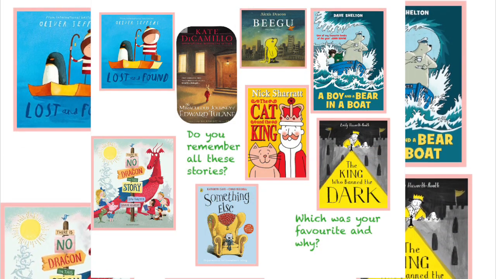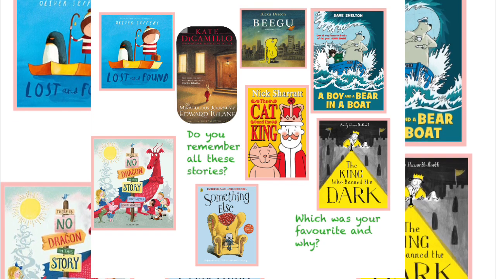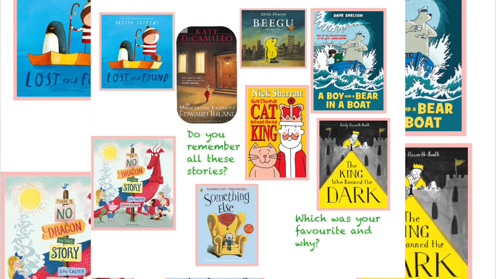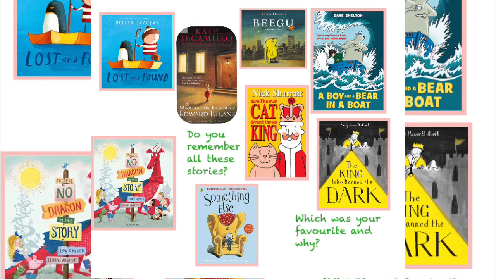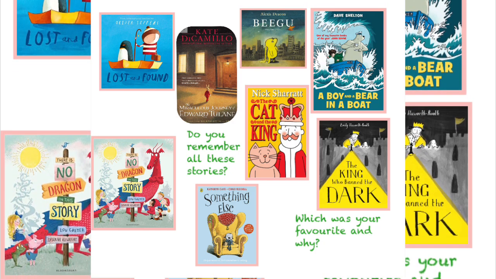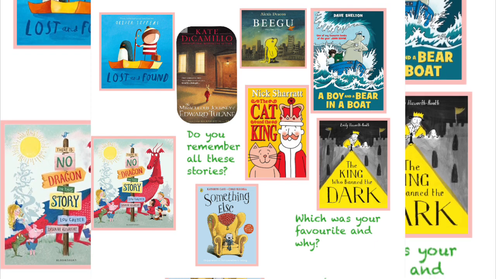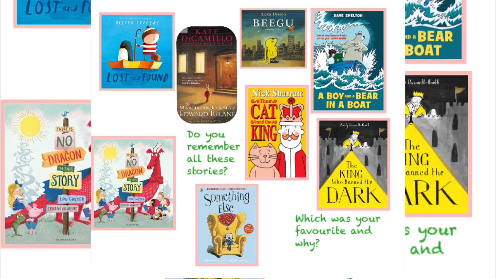So we had Lost and Found, The Boy and the Penguin. We had The Miraculous Journey of Edward Tulane, Beegu, our newest book, A Boy and a Bear, by Dave Shelton, The Cat and the King Who Banned the Dark from quite a long time ago. I wonder if you remembered that one. The Dragon from There Is No Dragon in This Story, and Something Else.